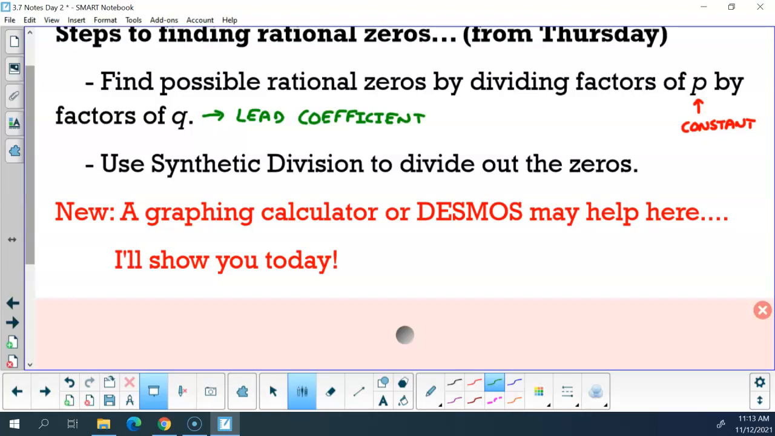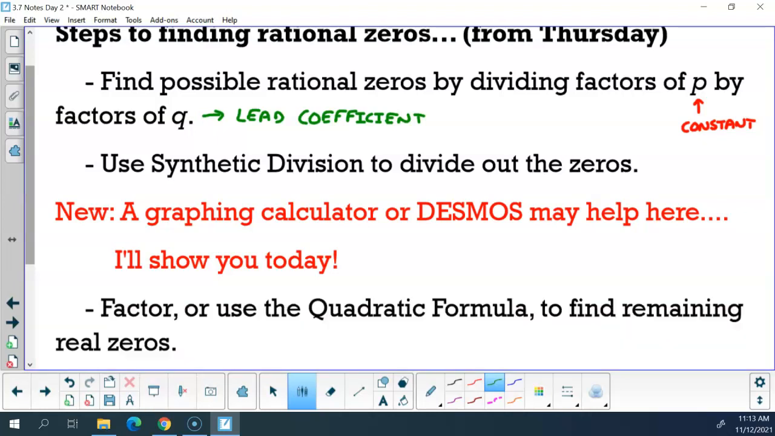Okay? So you will need your Chromebooks out for the next example, just so you are aware. If you just wanted to get them out and get them fired up so you understand how to do that, that'd be great. And then our last step is we factor until we can't factor anymore, and then we solve, and that solving part might include using the quadratic formula.